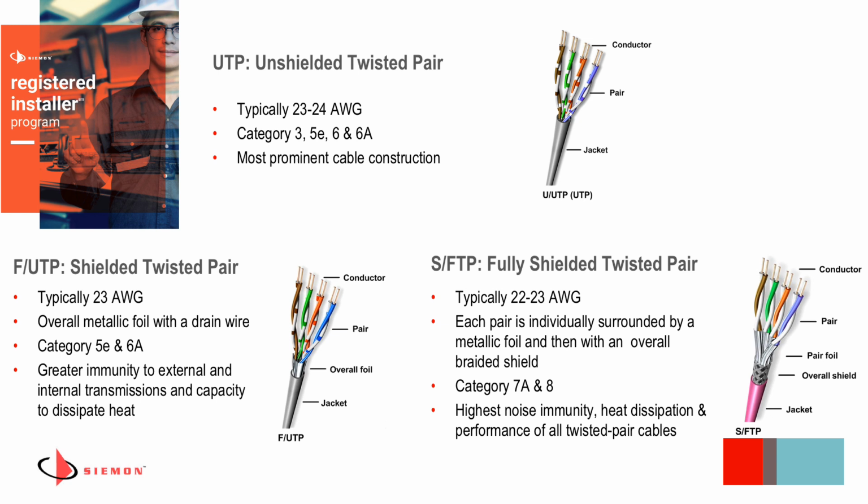And so the bottom left shows an illustration of what is referred to as an F/UTP cable, which means the F stands for a foil or shield around an overall UTP cable. So a single foil or shield. In those cases, you do have the same 4 pairs, but in this case, you have an overall foil around them surrounded by a jacket. And you're typically going to find that on Category 5E or 6A.